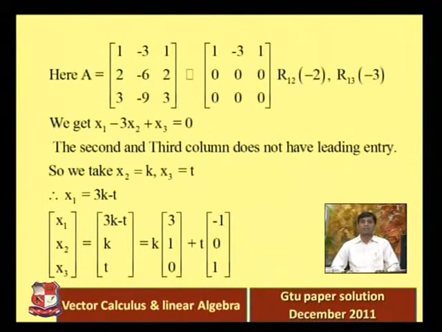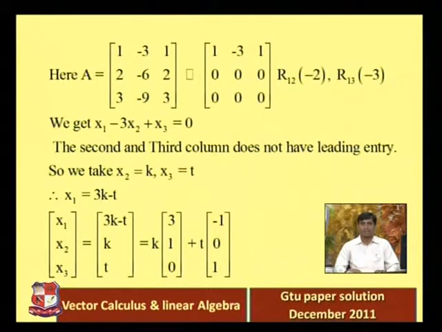So we get x1 minus 3x2 plus x3 is equal to 0. This is our solution. The second and third columns do not have a leading entry. You can see in the row echelon matrix only the first column has a leading entry 1. In the second and third columns we do not have any leading entry. So that's why we are taking x2 is equal to k and x3 is equal to t.